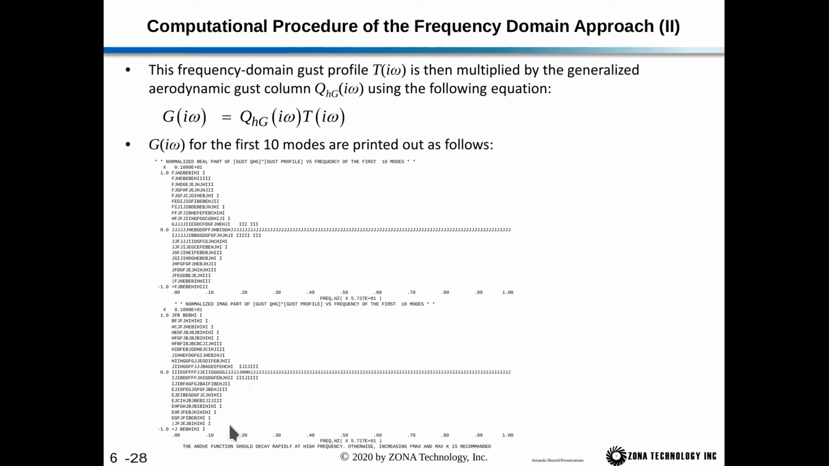And then we have a note: the above function should decay rapidly at high frequency, otherwise increasing Fmax and max K is recommended. So remember, in theory, the frequency here should go out to infinity. To do the Fourier transform, you have to integrate to infinity. Obviously, we can't compute out to infinity. We have to stop somewhere. So that's the purpose of the Fmax field in the dGust card.